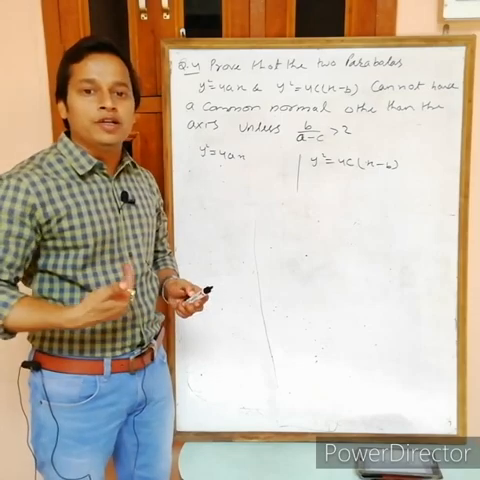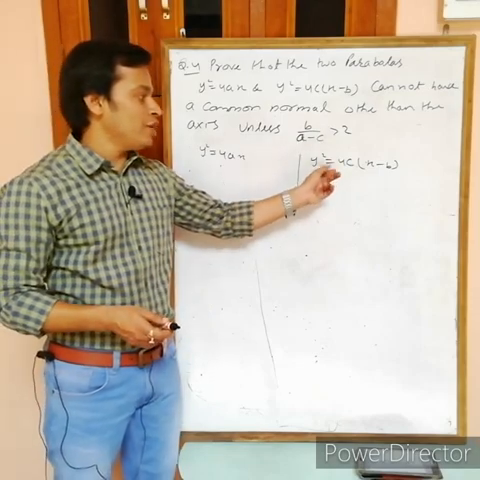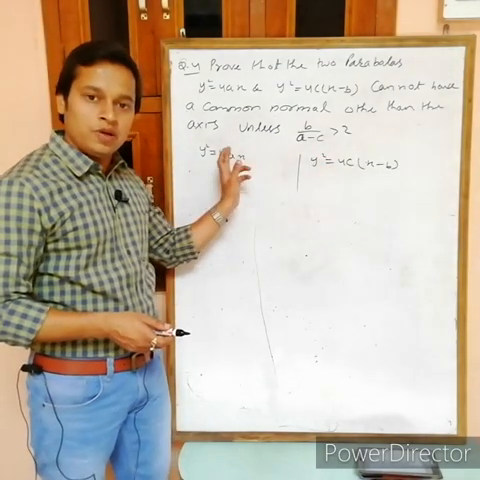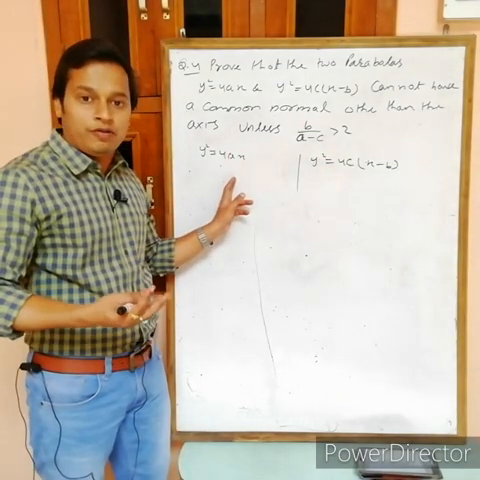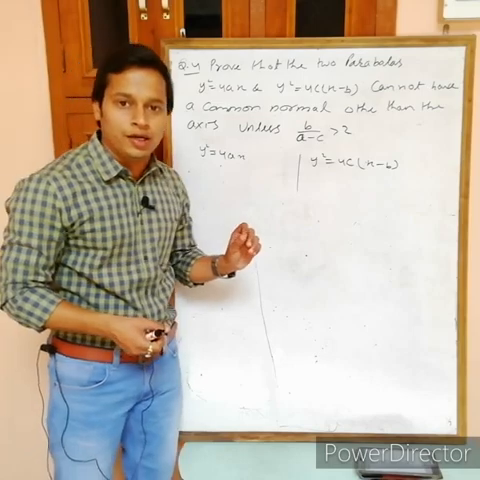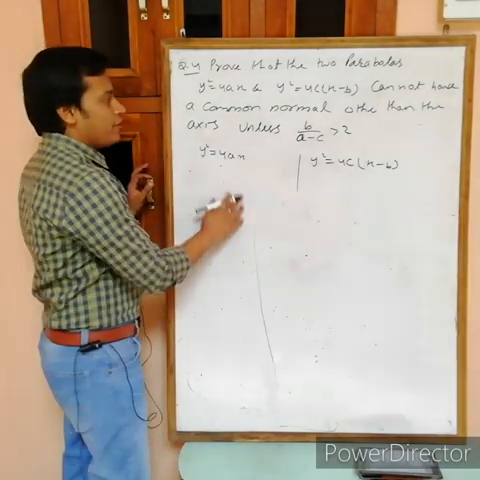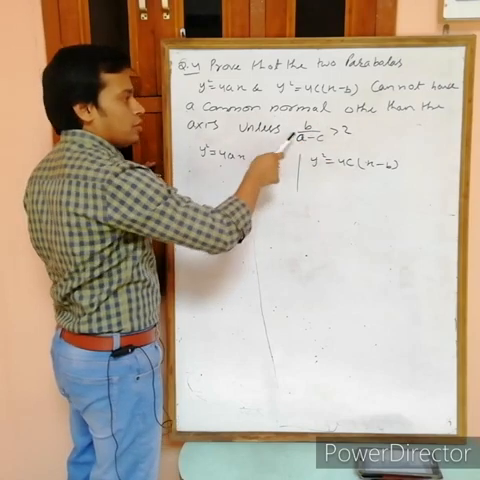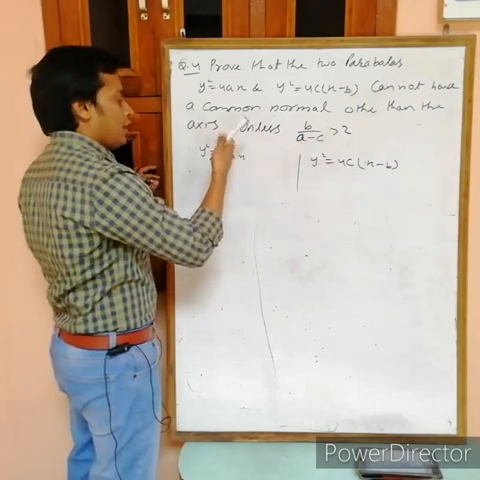Okay, if you want the condition such that the tangent of this parabola becomes normal to this one, then write the equation of tangent for this one, the equation of normal for this one, the general equation, and compare both to get the condition. At this time we want the condition for common normal. We have to prove that the condition for common normal is this one.